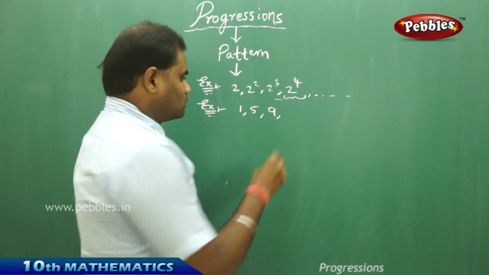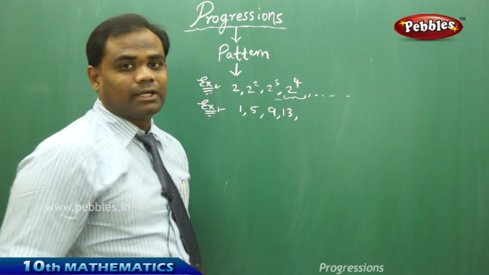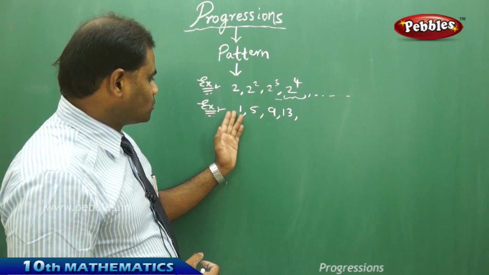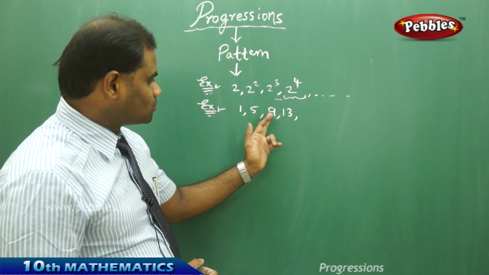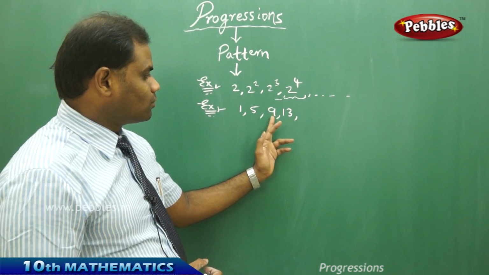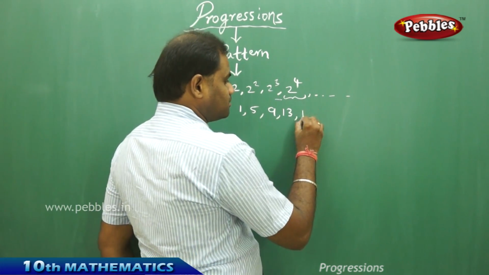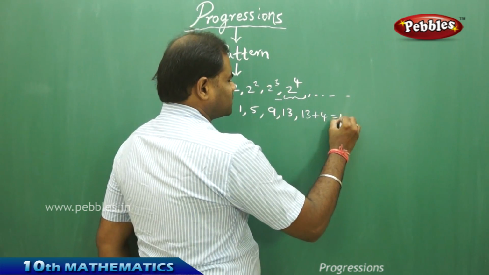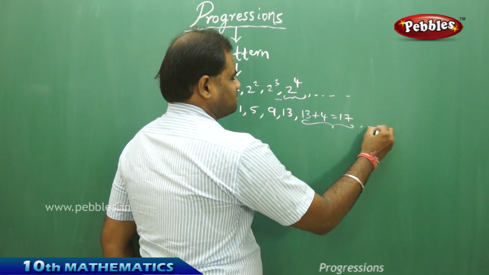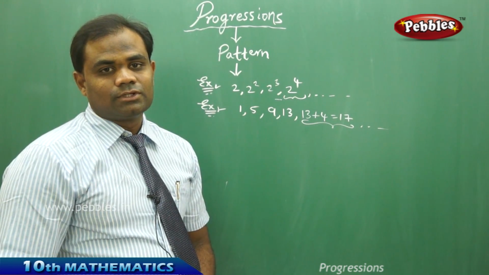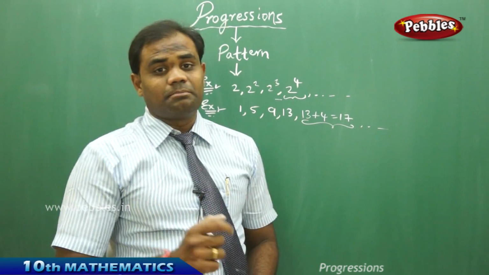Then I would like to know the next term in this pattern. I clearly see that when I add 4 to 1, I get 5. When I add 4 to 5, I get 9. When I add 4 to 9, I get 13. Therefore, when I add 4 to 13, that is 13 plus 4 equal to 17, is the next term, followed by 21, 25, etc. So every problem need not be with the same pattern.